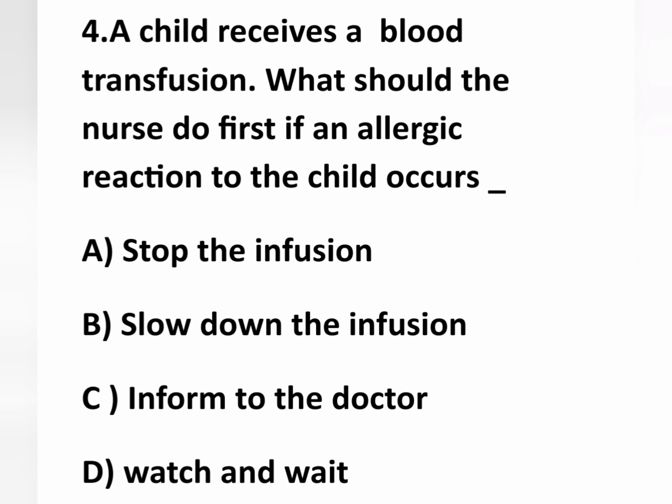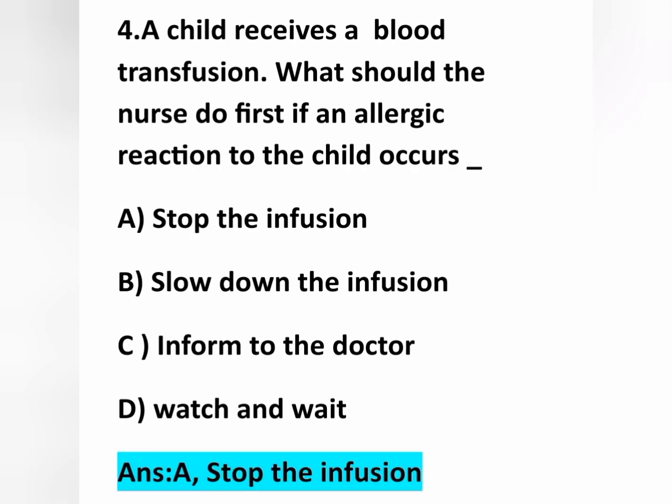Question number 4. A child receives a blood transfusion. What should the nurse do first if an allergic reaction to the child occurs? And options are: option A, stop the infusion; option B, slow down the infusion; option C, inform the doctor; option D, watch and wait. And here the correct answer is option A, stop the infusion.